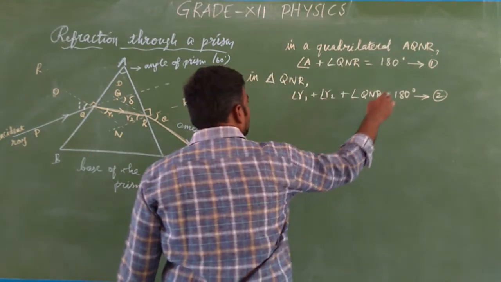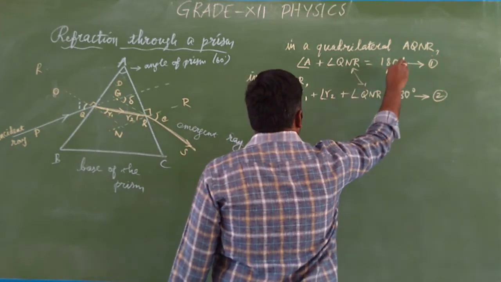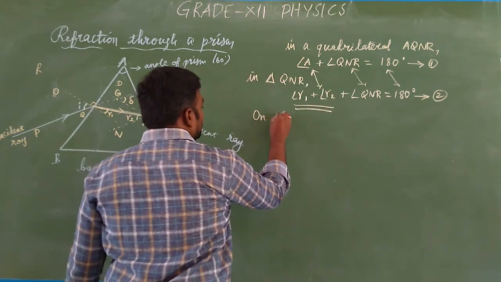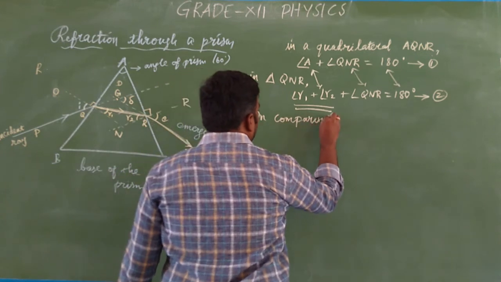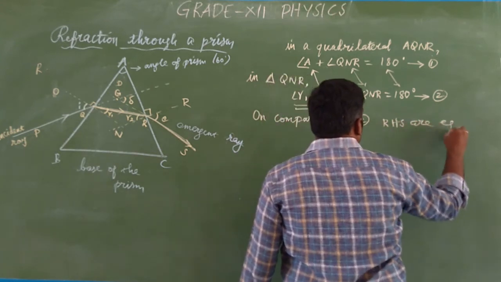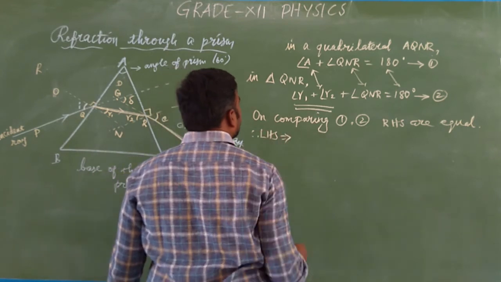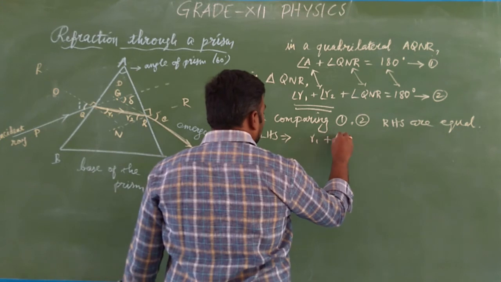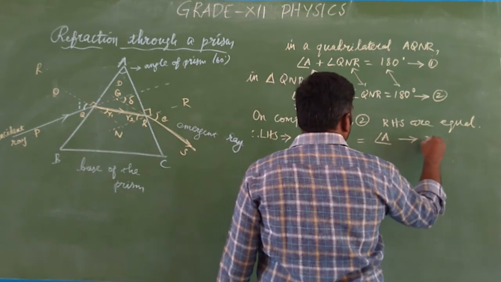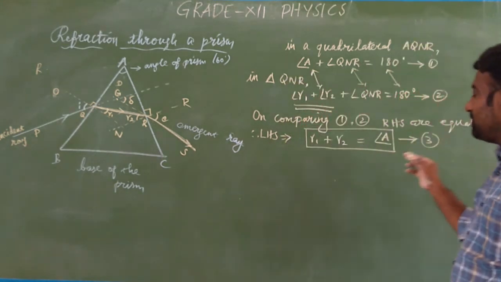While comparing these two equations, the right hand sides are equal, so automatically the left hand sides are also equal. Since angle QNR appears in both, the remaining terms must be equal. So the sum of the angles of refraction is equal to the angle of the prism. This is equation number 3.